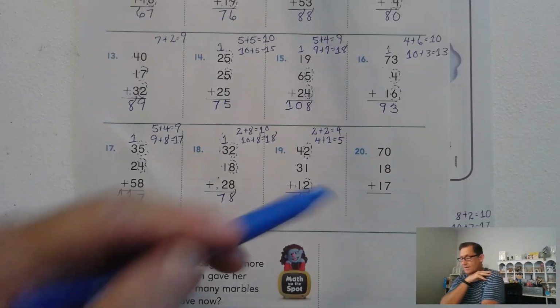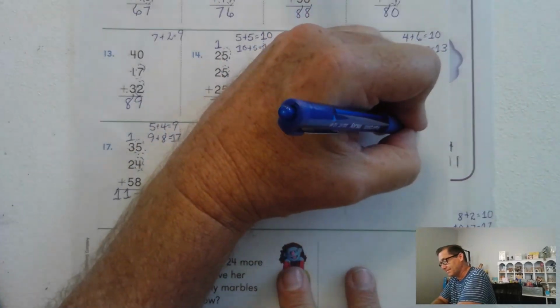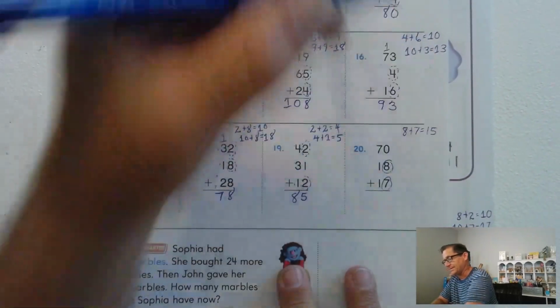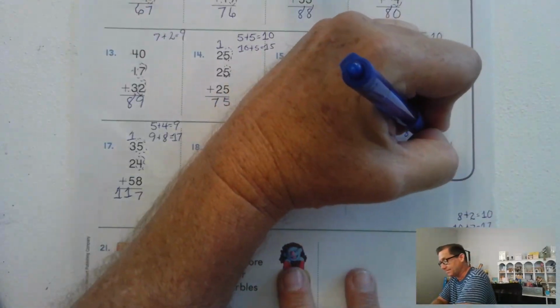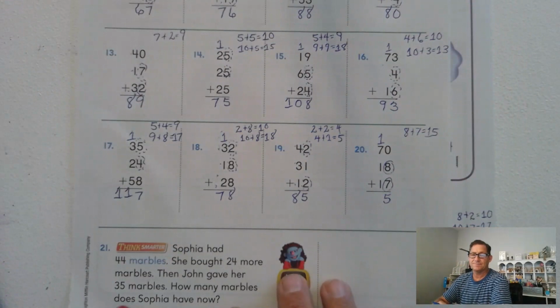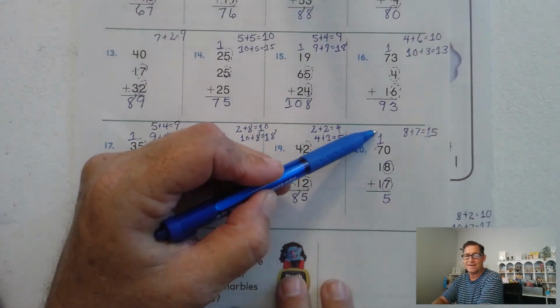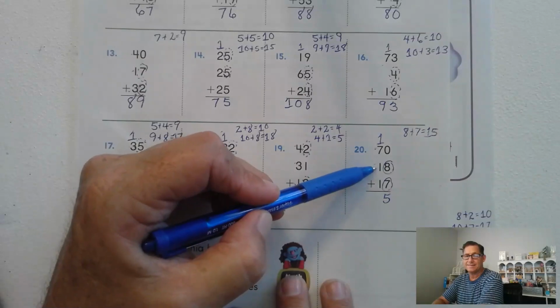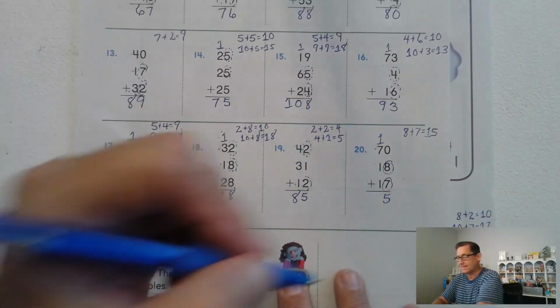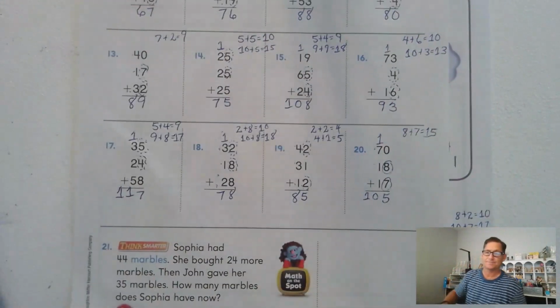And finally, number 20. Since we have a 0 here, we're just going to add 8 and 7. And 8 plus 7 is 15. Regroup that as 1 ten and 5 ones. Start with the largest addend, 7. 7 and 1 is 8. 8 and 1 is 9. 9 and 1 is 10. 10 tens gets regrouped as 100 and 0 tens.